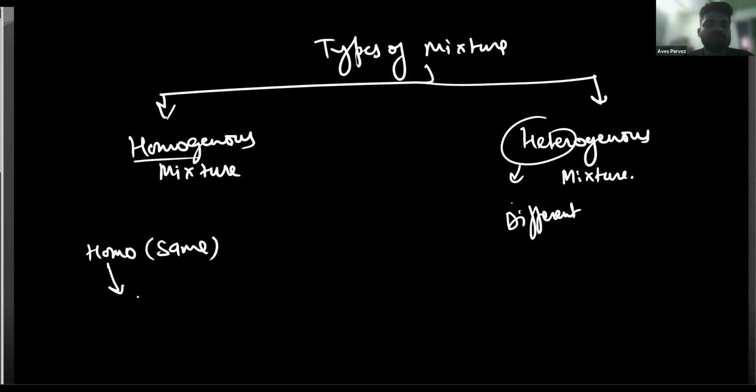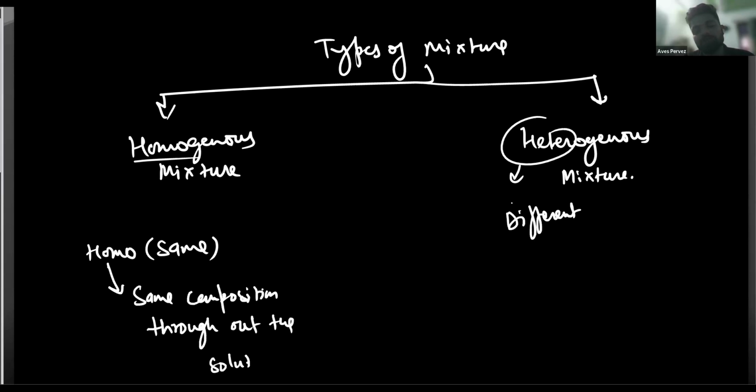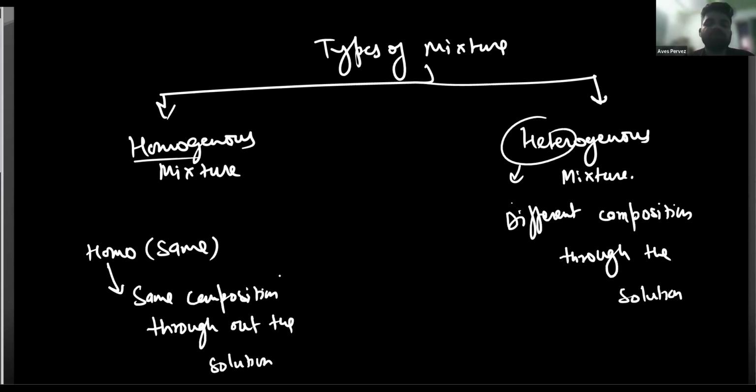So homogeneous means same composition throughout the solution. And heterogeneous mixture means different composition throughout the solution. Same composition means uniform composition, you can say uniform composition. So what does the word uniform composition mean, Avni? Are you getting my point?